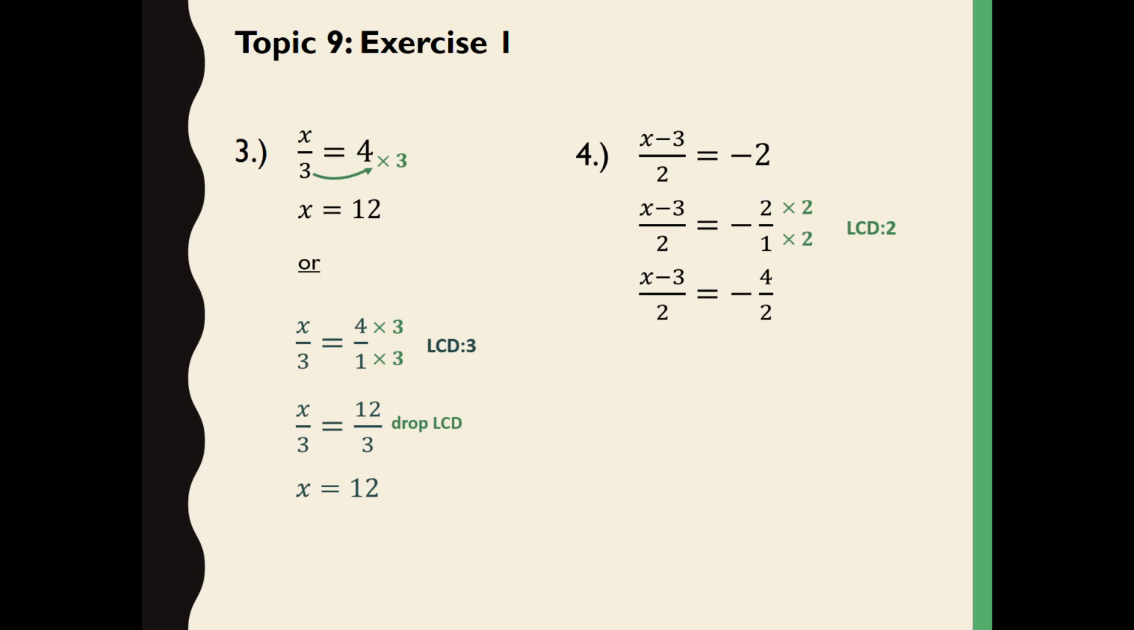Then I can drop my LCD. If I drop my LCD, I'm going to have x minus 3 is equal to negative 4. I'm going to take the 3 over the equal sign and add it. So I'm going to have negative 4 plus 3, which is negative 1.